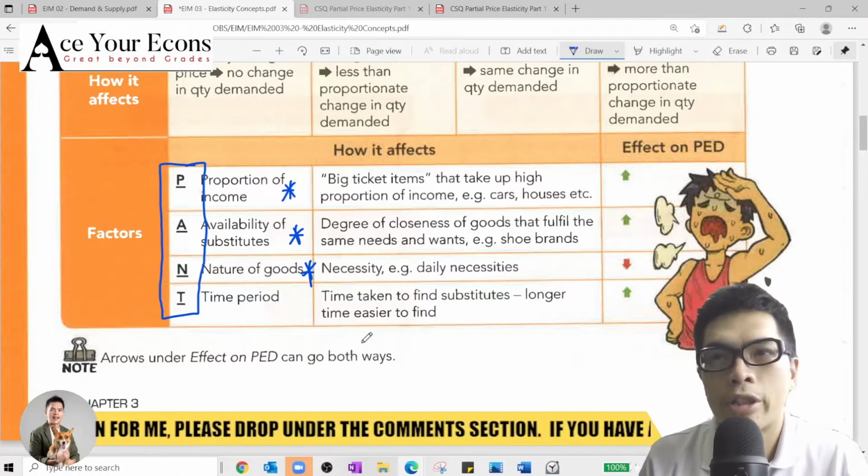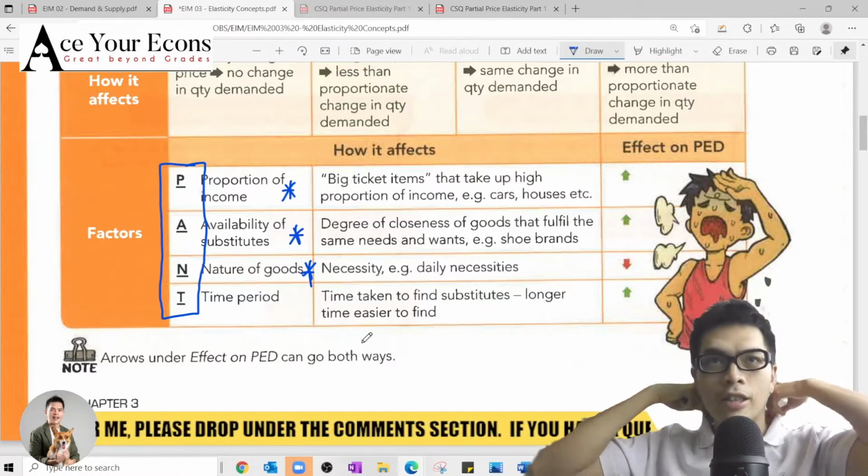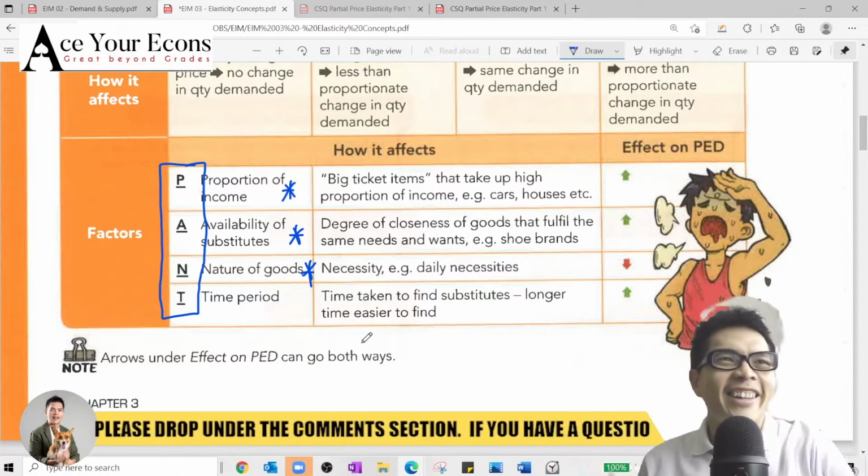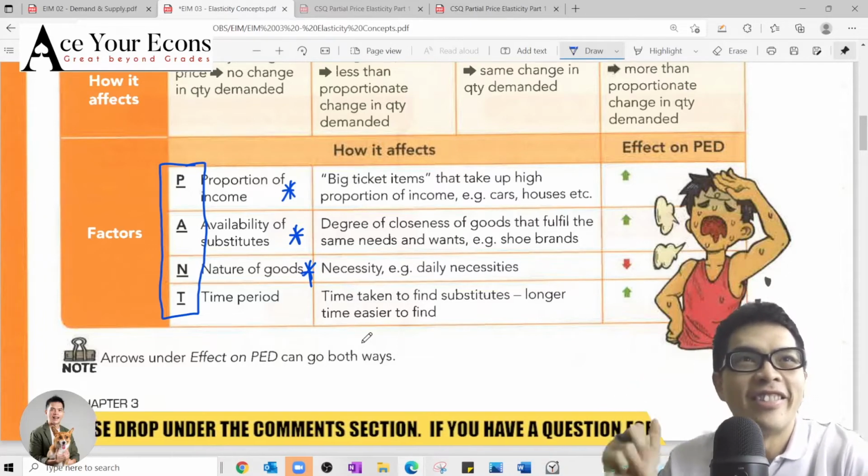Speaking of which, I'm getting very thirsty. Maybe later I'll go and order bubble tea. Okay, so far so good.